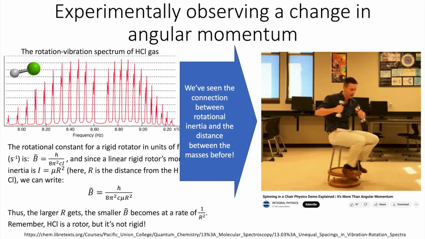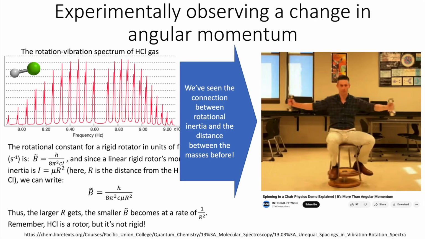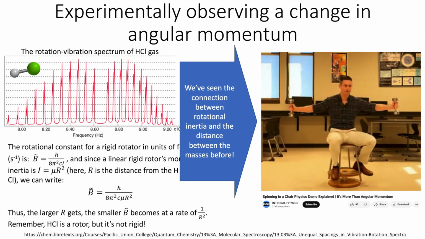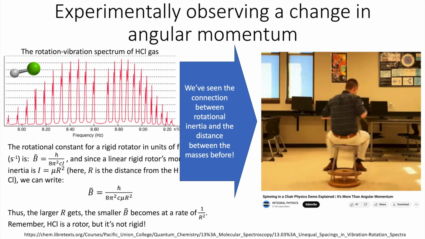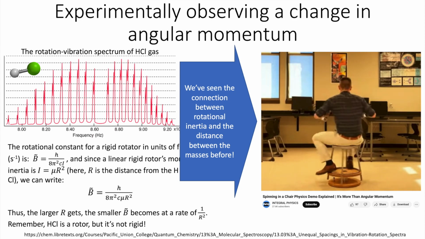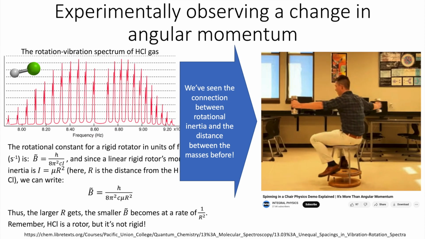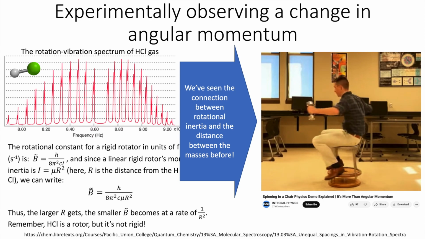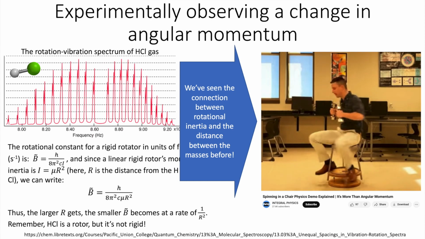And remember the spinning guy from the rigid rotor video. Basically, we've seen this connection before between rotational inertia and the distance between the masses. So this coupling, we see it right here: he can do some work. He can apply a force over a distance, pulling those weights in, and then his conservation of angular momentum makes him rotate faster.